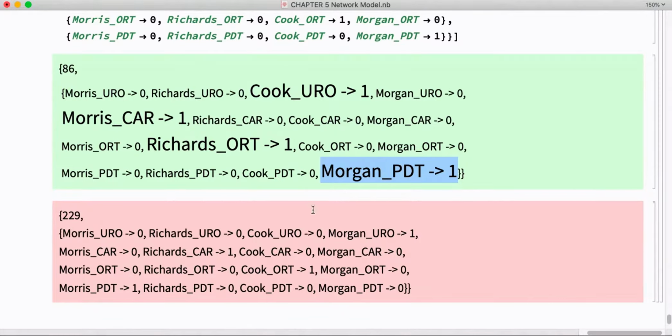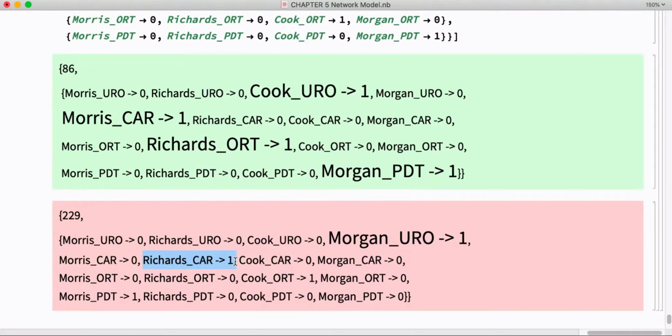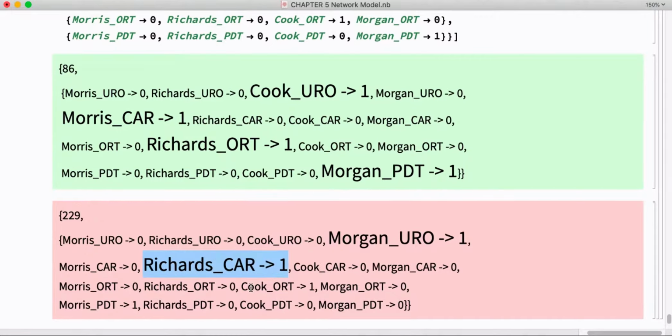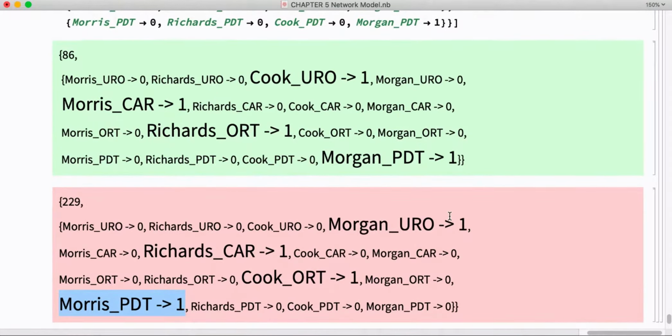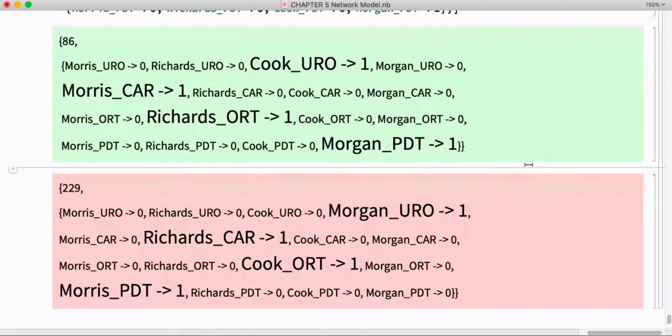The worst case: Morgan goes to urology. Richards goes to cardiology. Cook goes to orthopedics. And Morris goes to pediatrics. The worst versus the best allocation, correct?